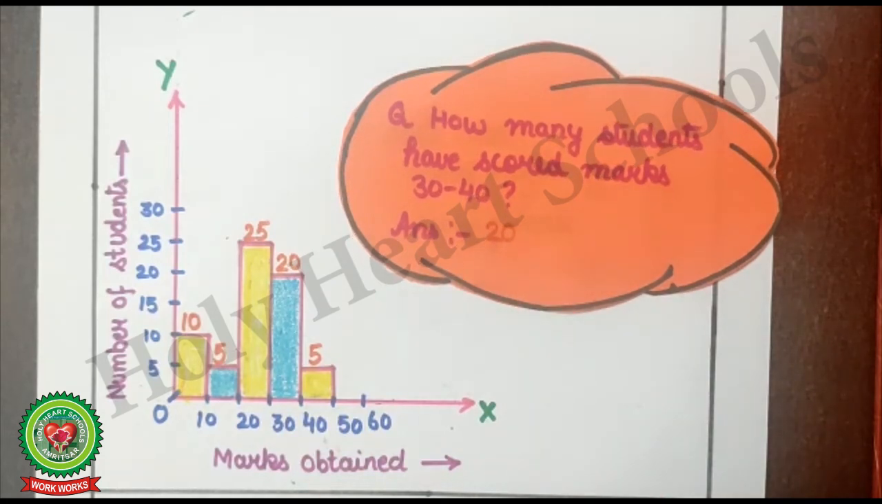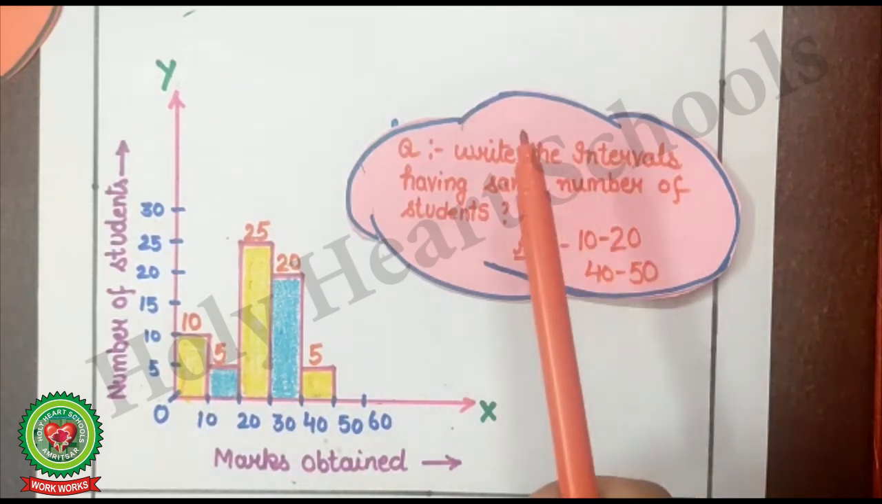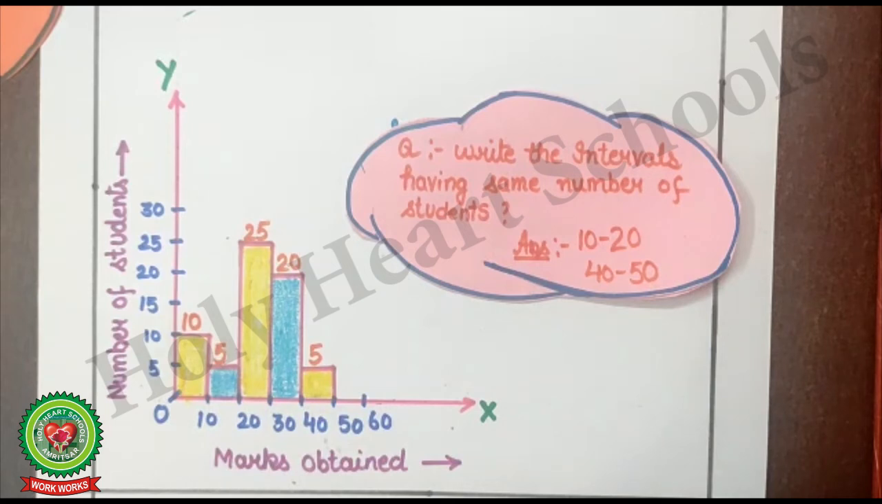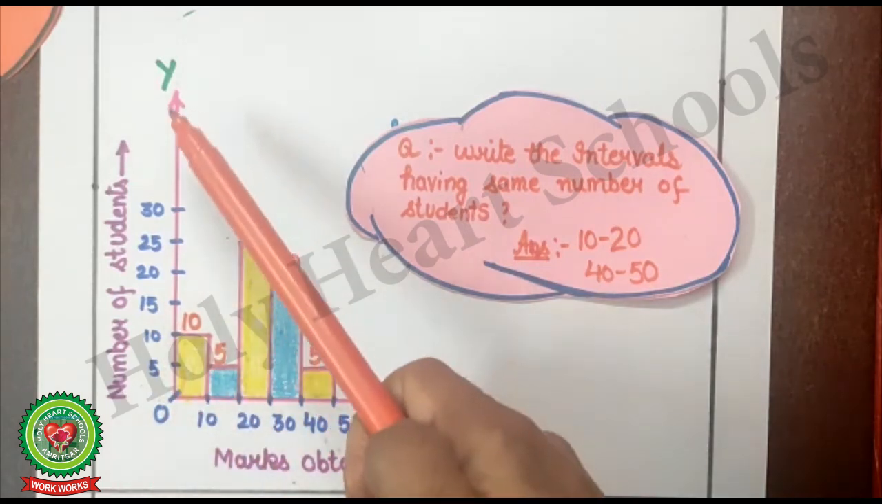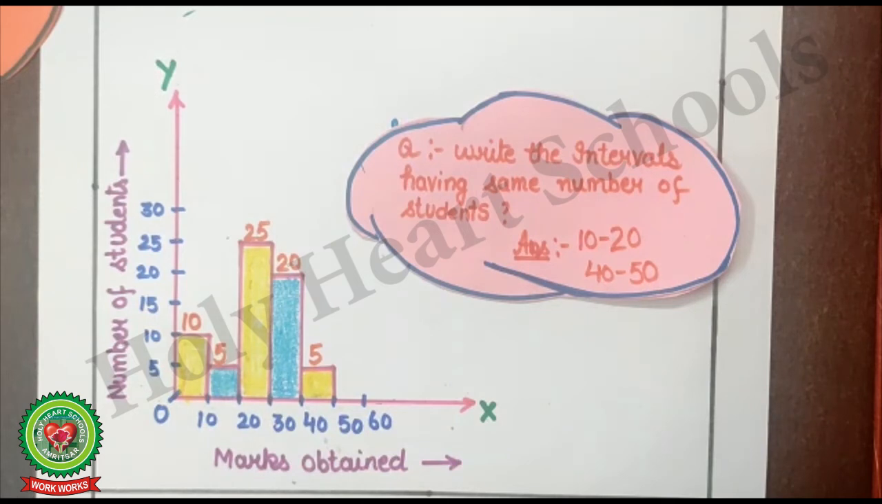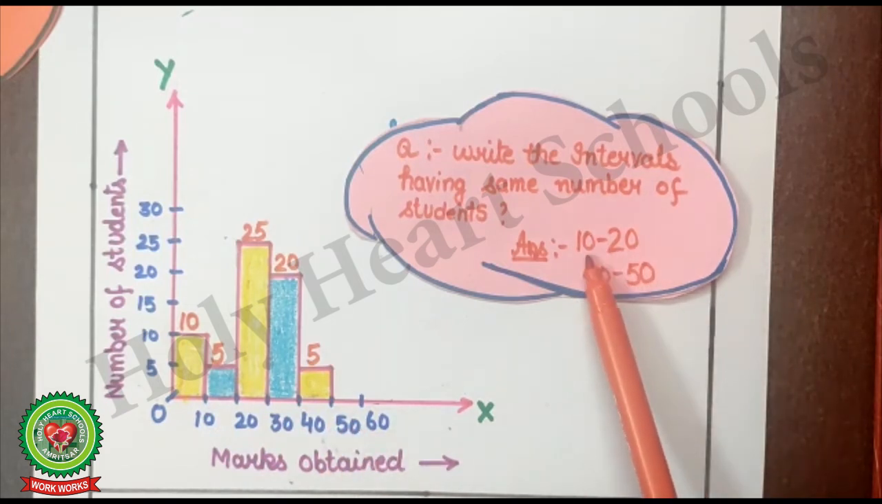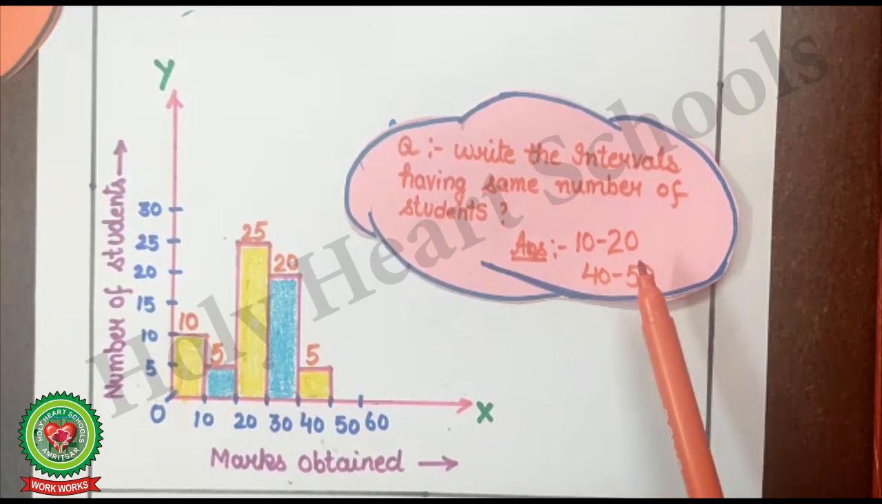Now see the next question. Write the intervals having the same number of students. For students you will see the y-axis. From here we are having this number 5 and this number also 5. In which two intervals are we having these same numbers? 10 till 20 and 40 till 50. So here our answer is 10 till 20 and 40 till 50.